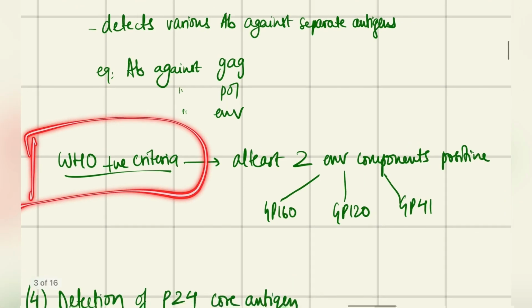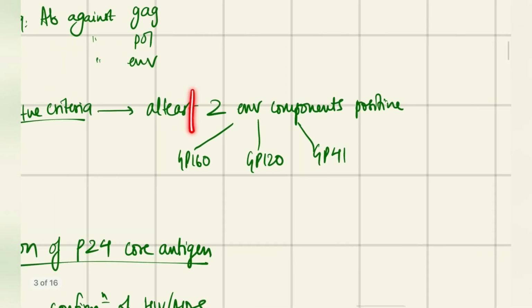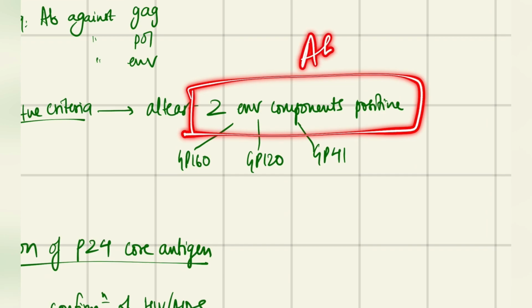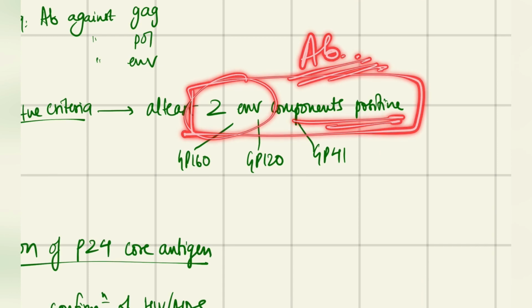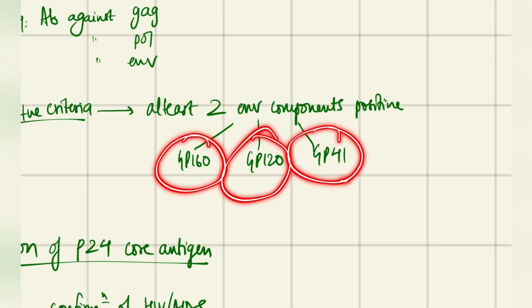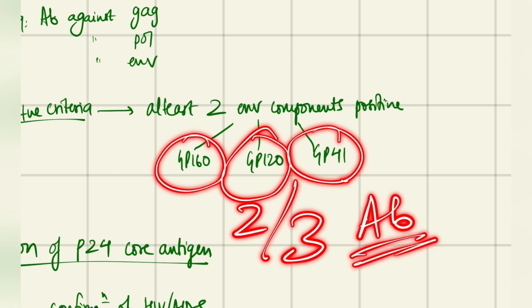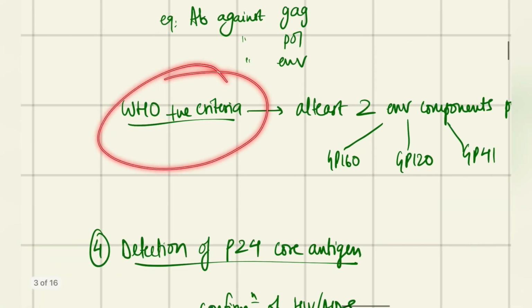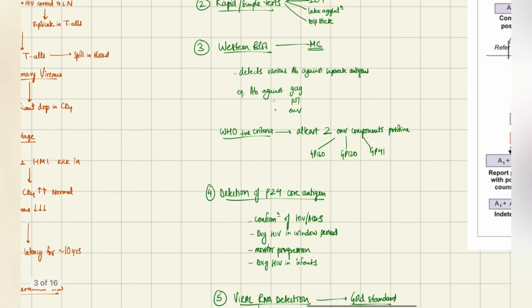Now, according to the WHO, if antibodies against 2 envelope components are positive, then we call it HIV positive. You know which components? GP160, 120 and 41. If any 2 out of these 3 are having antibodies in the serum, that means WHO says it's HIV positive. Clear? So that was antibody detection.